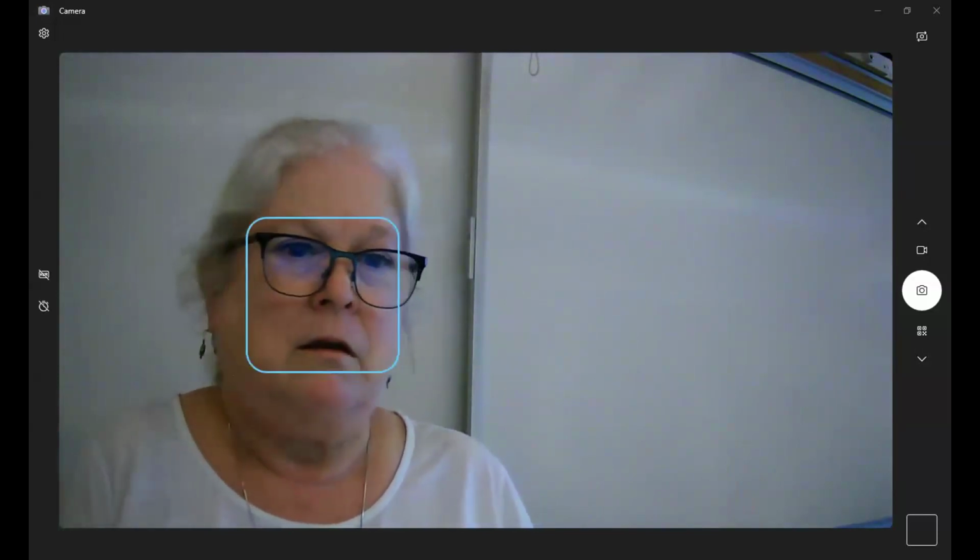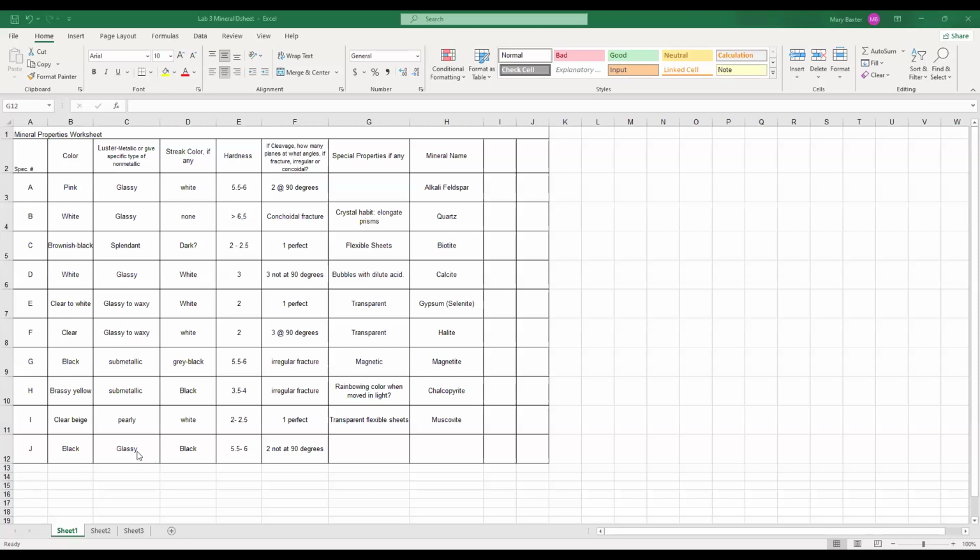So, all right, first I'm going to show you the chart. Black, glassy luster, black streak, 5.5 to 6, 2 not at 90 degrees for our cleavage. No, not really anything, you know, you could put texture that looks like real charcoal.